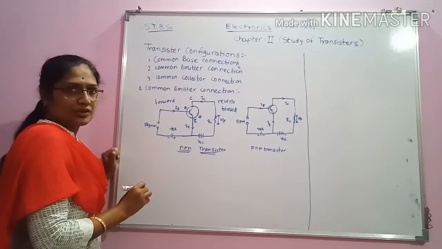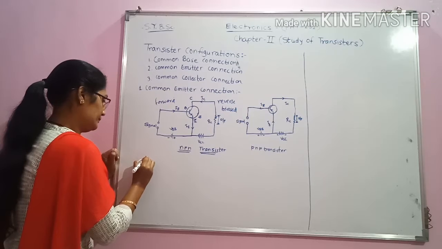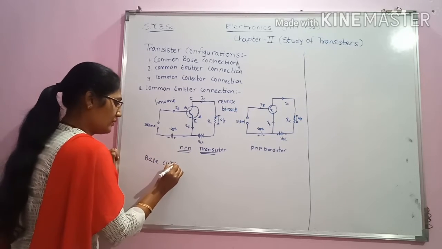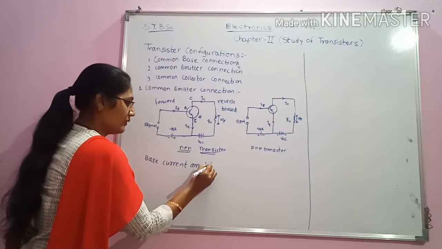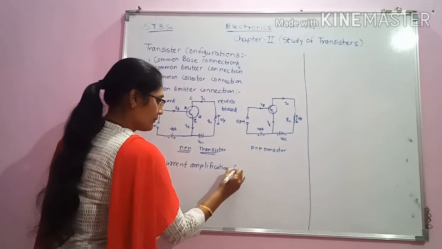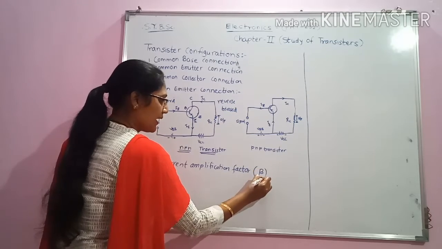Now we will see what is the gain of this common emitter connection. The gain is called the base current amplification factor, and it is given by beta.